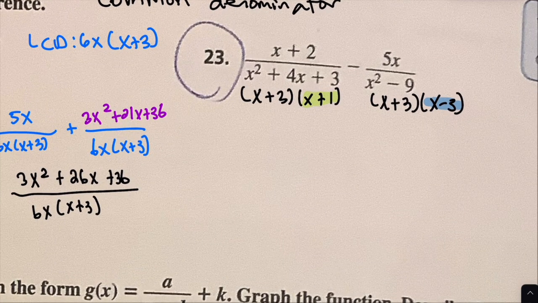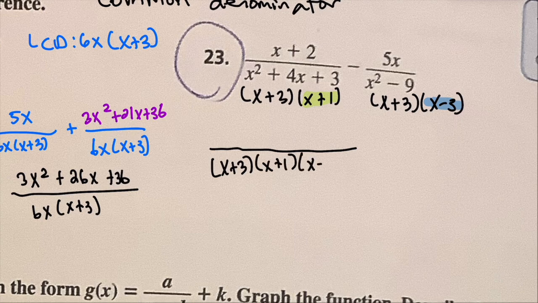Okay, so what are we going to do? Okay, so we know that our new denominator has to include an x plus 3, an x plus 1, and an x minus 3. So we need that x plus 2 to multiply by the extra one that the left side doesn't have, x minus 3. Okay, now let's write this denominator.